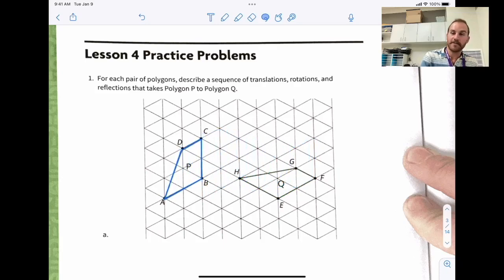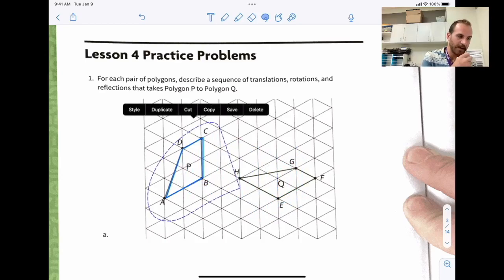So we will have to be doing a rotation here. It's oriented a different way, but it's not inverted, so there's no reflection here, and that's good news. There are so many ways to get polygon P to polygon Q, a ton of ways. I'm going to show you one of the ways I did it, but if you took different steps and got to the same place, congratulations.